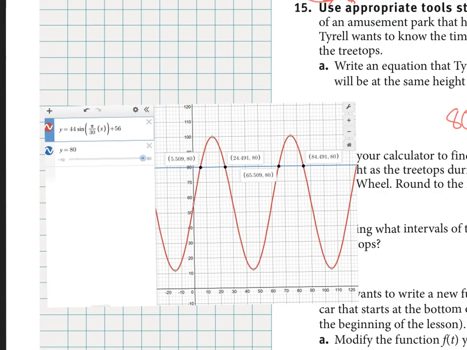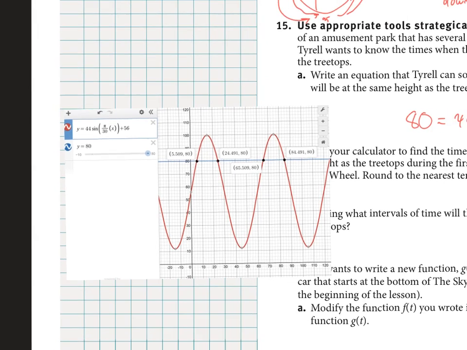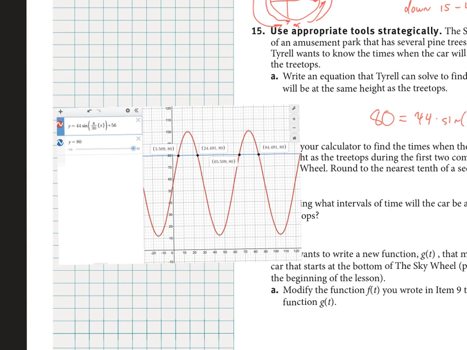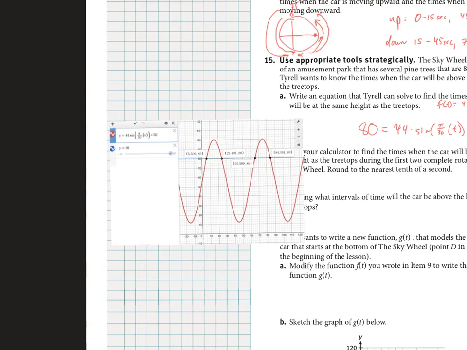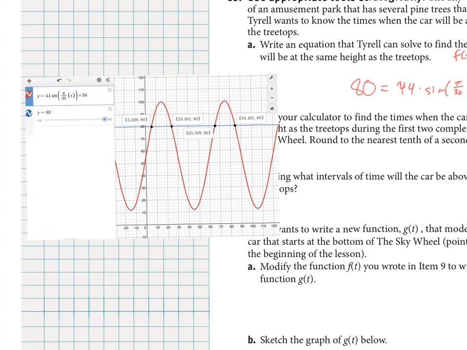So there you go. We see that the height is above 80 at these different marks, or hits 80, and then it's going to be above between those. So again, use your calculator to find the times when the height is above 80 during the first two complete rotations. I cut it off at 120. It'll keep hitting it over and over. But again, I wanted to find how many times. It actually does this twice. Once going up, once going down, and then again on the second rotation, going up and going down. So when will it be above the treetops?